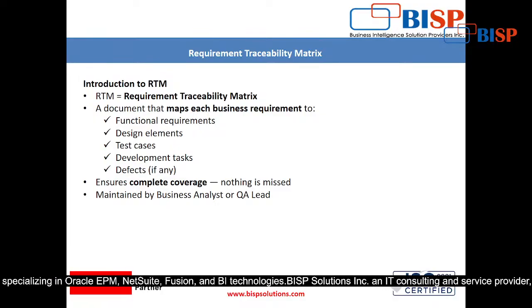So in this, the functional requirement will be checked: okay, the functional requirement is fine. Then we will see design elements: the form is designed as per the requirement. That is called design elements. Then test cases, how many test cases are created on that. In our tomorrow session we will see unit test cases and unit test scripts. Right now I will just give you an overview of how many test cases are created for this particular RTM document.